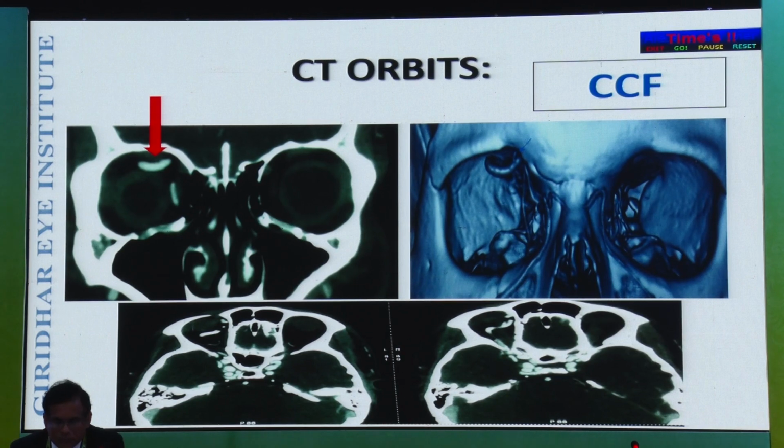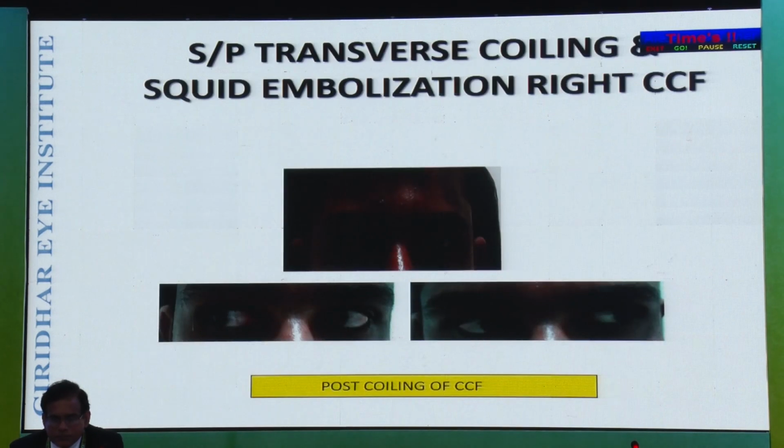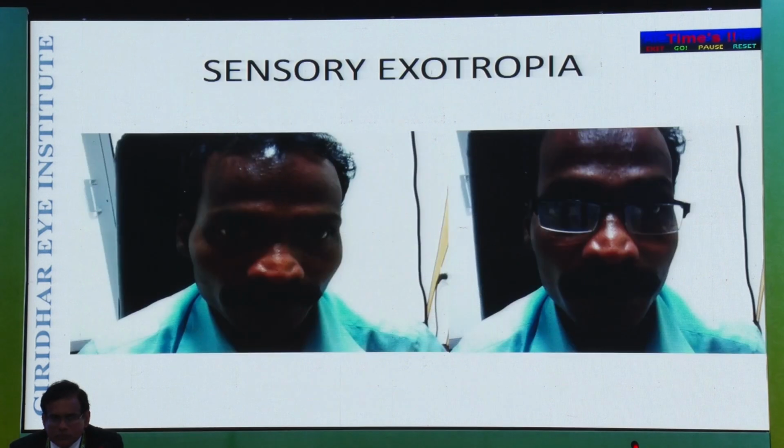So this is a traumatic corticocavernous fistula. He was sent to a neurosurgeon, and transvenous coiling and squid embolization was done, and he is doing well. So it could also be a sensory exotropia.